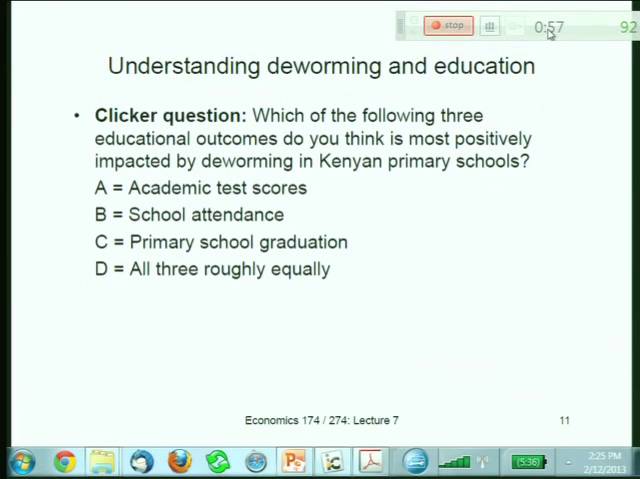Okay, 5 more seconds. Okay, so people do the reading. I like this. I'm proud of you guys. That's good. So yeah, school attendance. That's where we see most of the action.